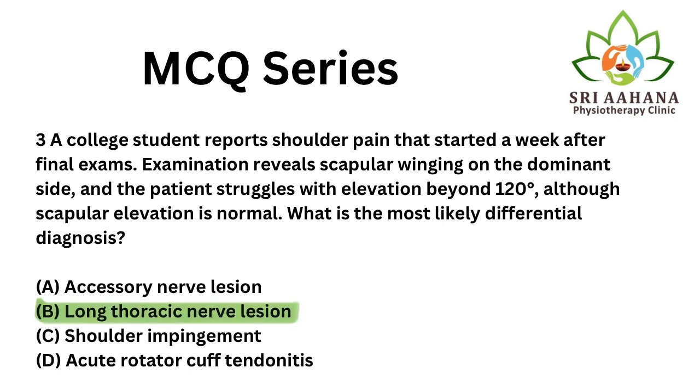The correct answer is B. Long thoracic nerve lesion. The long thoracic nerve innervates the serratus anterior, which is the scapular stabilizer. The nerve can be compressed by a backpack strap as it lies along the chest wall. This patient will have scapular winging but good scapular elevation strength. Damage to the spinal accessory nerve will inhibit elevation of the scapula.